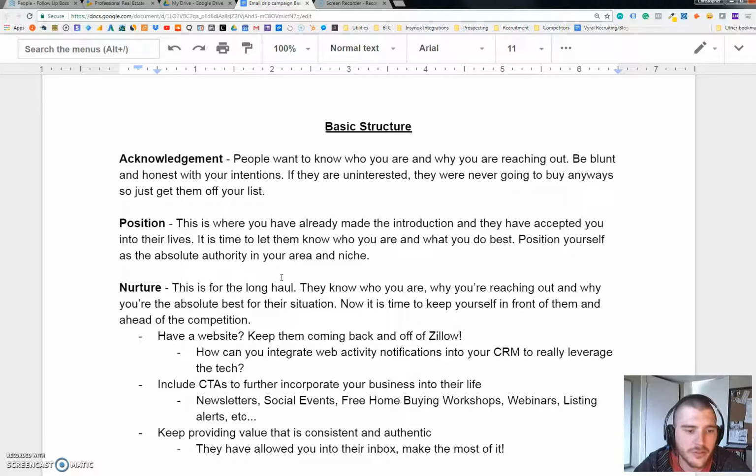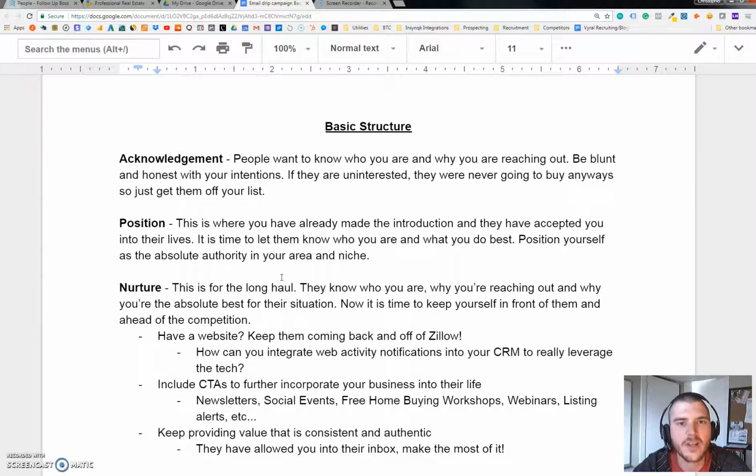Next up is position emails. Now these people know who you are, and you have acknowledged your existence in their inbox and why that's even there. Well, now you need to position yourself to really cement your reasoning for being there.